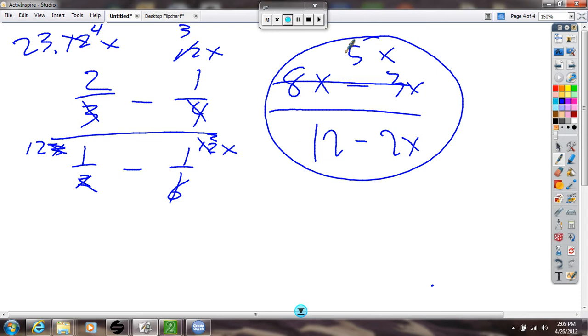We need to take out like the 2 from the bottom. What am I going to take it out with? 2, then 6 minus x.